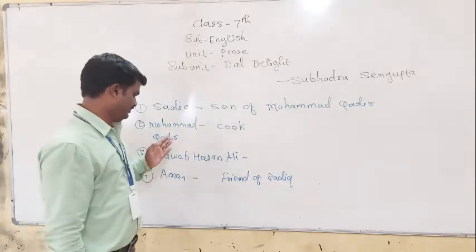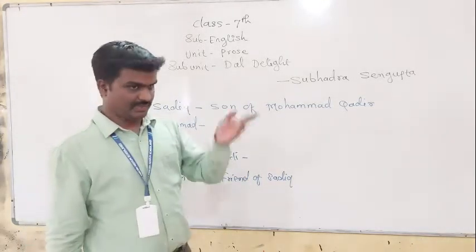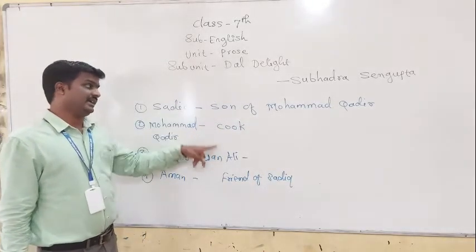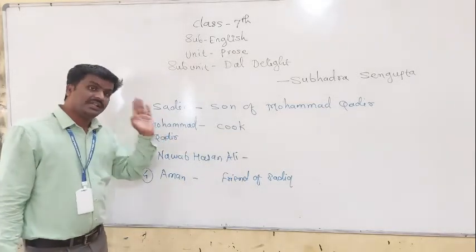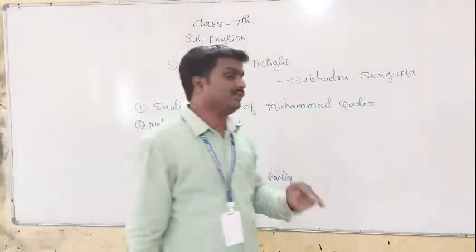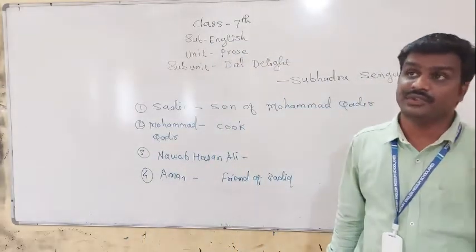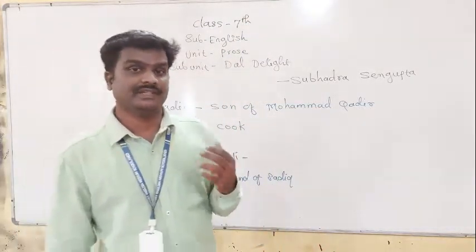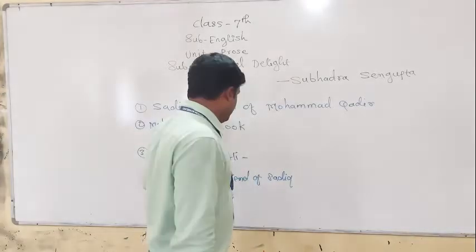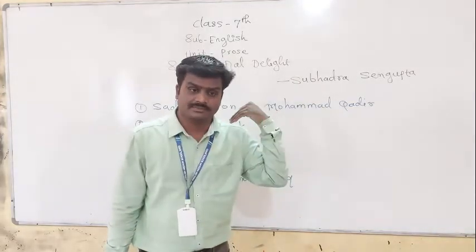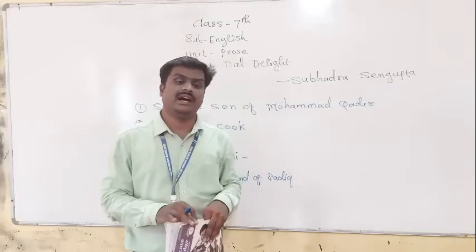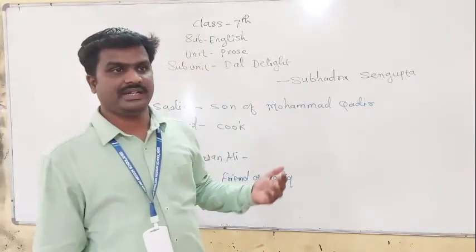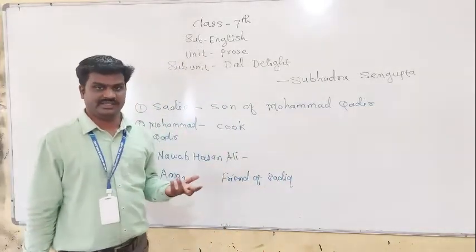He became furious. Who became furious? Nawab Ali became furious, because he had already been told that Qadir made the best dal, that he is a master in making dal, and still the dal was not available at his stall. So he became furious, he became angry. And angry, he asks him, "How is it possible? You are telling me you are a master in making dal, and you are telling me it is not available. What is this?"